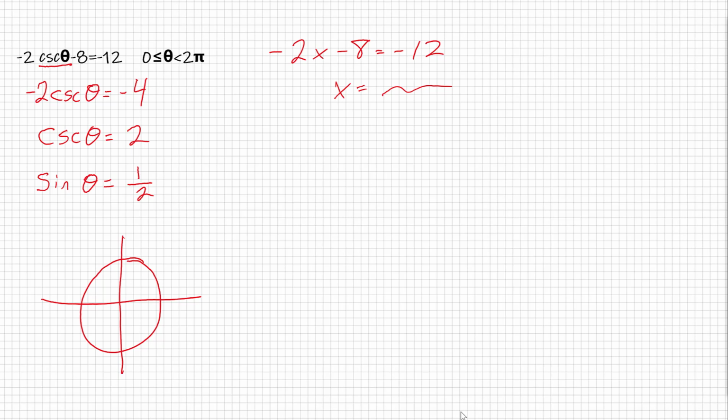Sine is our y value. We want to know where our y value is 1/2. So that would be here and here. Those are the 2 points where our y value is positive 1/2, and that corresponds to pi over 6 and 5 pi over 6. So that gives us theta equals pi over 6 and 5 pi over 6. And again, I'm not using the plus 2 pi n because we're only looking for angles within the first rotation of the unit circle.